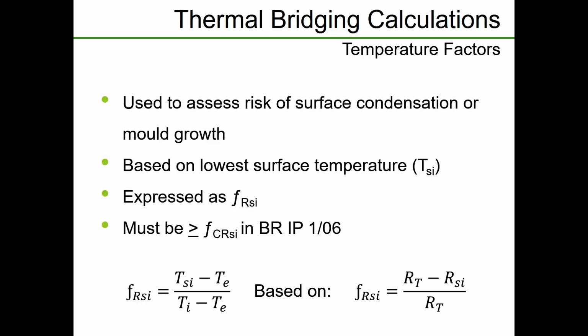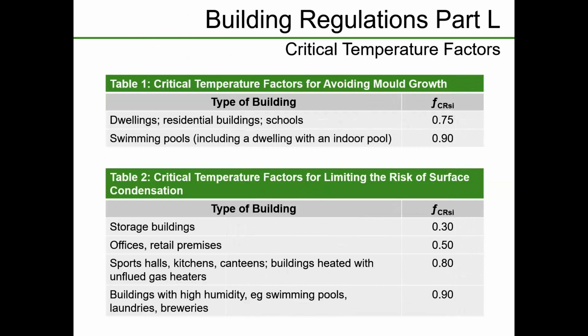Okay, so there's a third party document to the building regulations, which is BR IP 1/06. It's published by the BRE, and as you can see here, if you're in a dwelling and you want to avoid mould growth, you've got to have a temperature factor equal to or greater than 0.75. If you've got a swimming pool, it goes up to 0.9, and this is to avoid mould growth. Mould will occur at around 80% RH at the surface and above. Surface condensation will only occur at 100% RH.